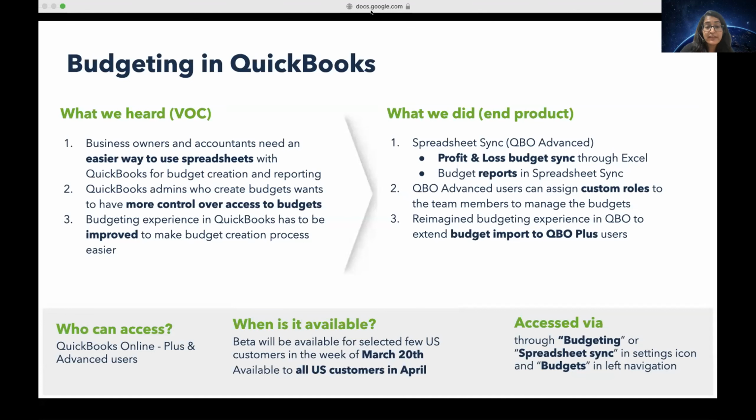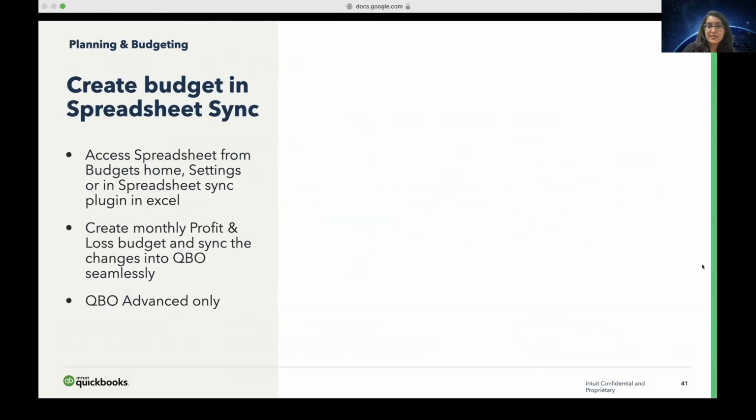And it will be in product for a selected few customers as part of our beta launch next week, that is in the week of March 20th. And it will be available to all US customers in the month of April. And there are mainly two access points to access budgets. One is the gear icon, that is settings. The other one is in the left nav. And I'm going to walk you through all these enhancements soon.